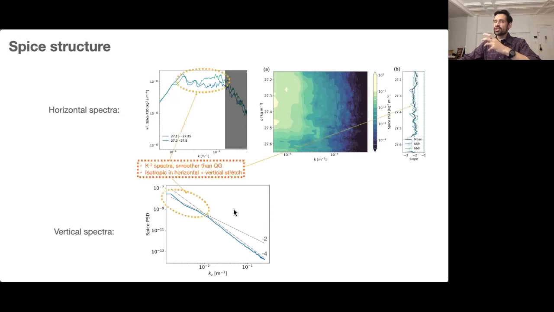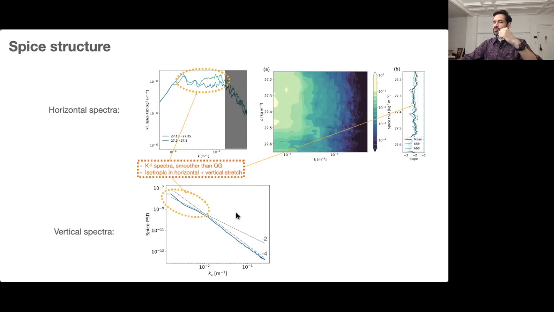So this tells us two things. First, that up to scales of 50 to 100 meters, tracer spectra are similar to what we have observed in the horizontal spectra. This suggests that the tracer structures are isotropic in the vertical and horizontal under a certain stretching applied to the vertical direction. However, the spectral slope is steeper, meaning that the structures are smoother than what QG would say.